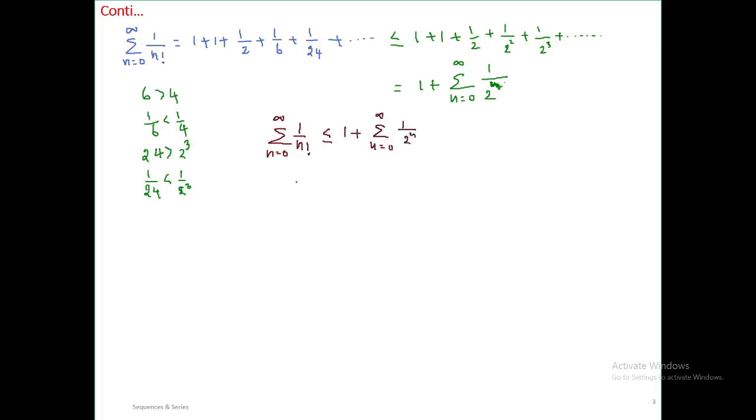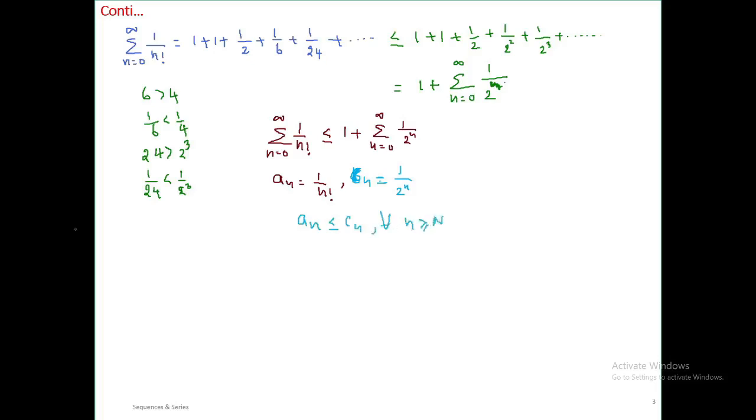So clearly an is 1 upon n factorial here, right? And next, let's write cn according to the comparison test theorem. Cn is 1 upon 2 power n, I'm taking it except this first term. See why am I neglecting this one? Because we have already seen an is less than or equal to cn for all n more than some capital N, right? After a certain stage it has to be satisfied.